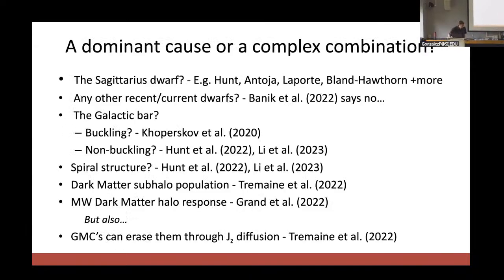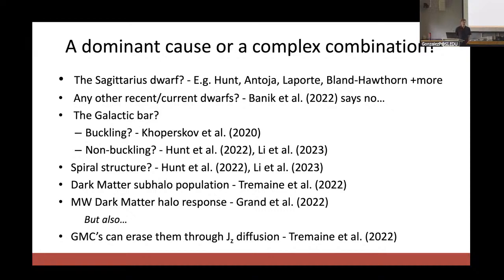So the answer is we don't know. We're not sure what the dominant effect is. We do have ideas of what we need to do to figure it out, but right now I cannot give you a solid conclusion. And at the moment, in my mind, the question is not so much what's doing it, but the question is: is there a single dominant cause, or is it a complex combination of all these effects, right?